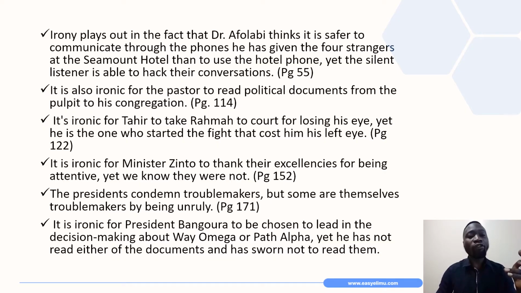It is also ironic for Minister Zinto to thank their excellencies for being attentive, yet we know they were not. Remember, most of them were yawning and were not paying attention to the discussion or the debate. So the president condemned troublemakers, but some are themselves troublemakers by being unruly. And it is also ironic for President Bangura to be chosen to lead in the decision making about Tui Omega or Path Alpha. Yet he has not read either of the documents and has sworn not to read them.